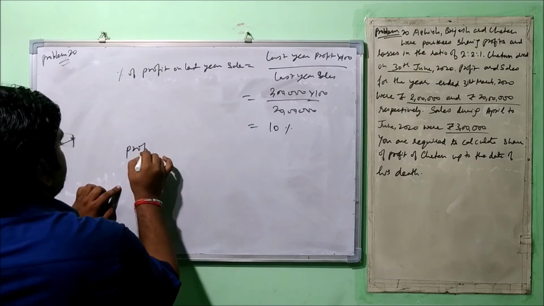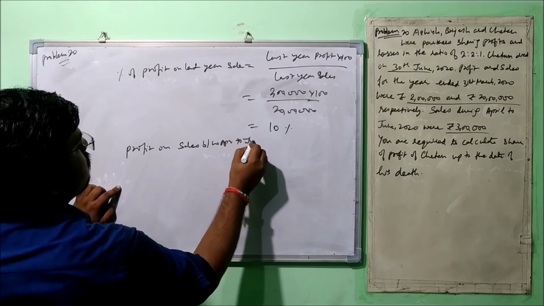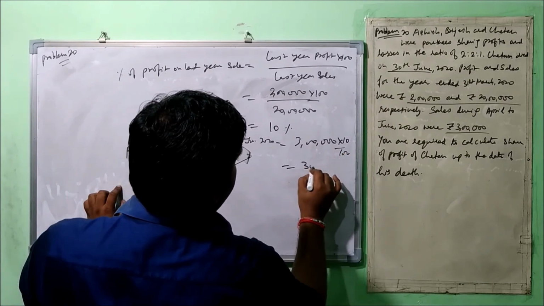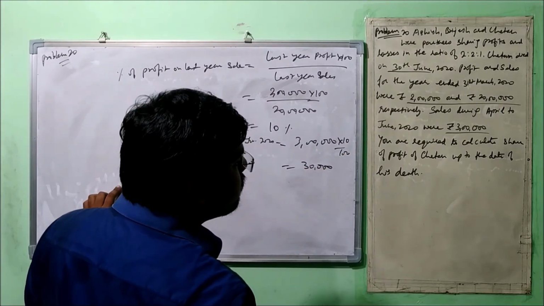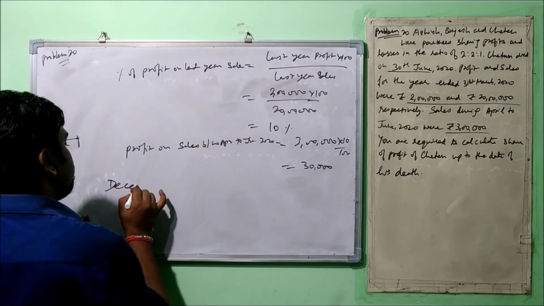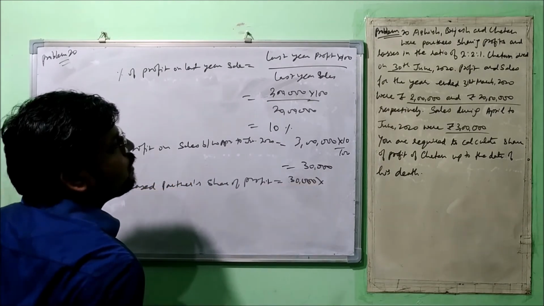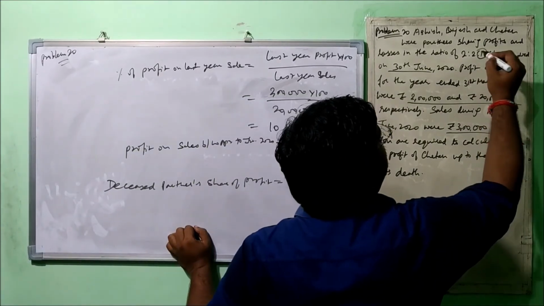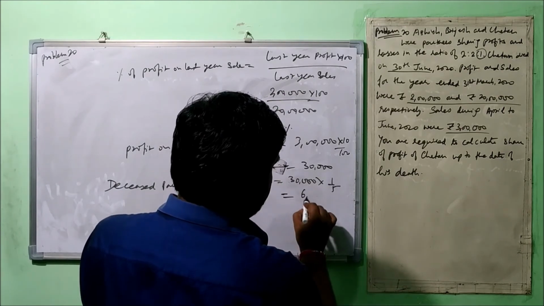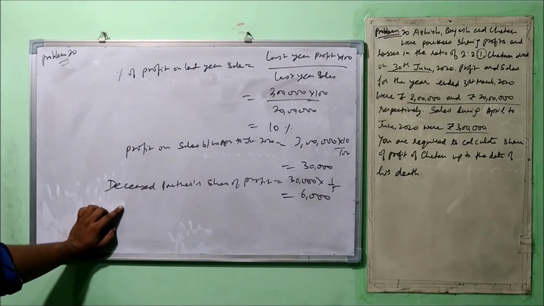Alright, now profit on sales between April to June 2020. What is the sale? 3 lakh. 10% means 30,000. So this 30,000 is the profit of this period. Now we need to calculate the deceased partner's share of profit. 30,000 multiply, what was the ratio? Chetan was dying, means 1 by 5. Let's calculate it. It's 6,000. Calculation is done. So this is one way of calculating.